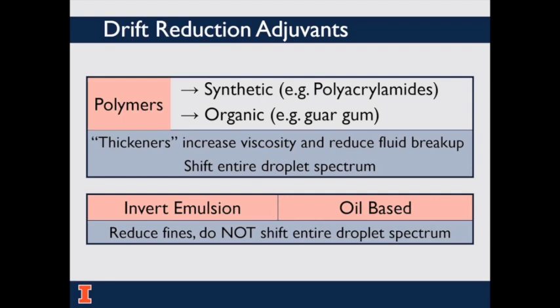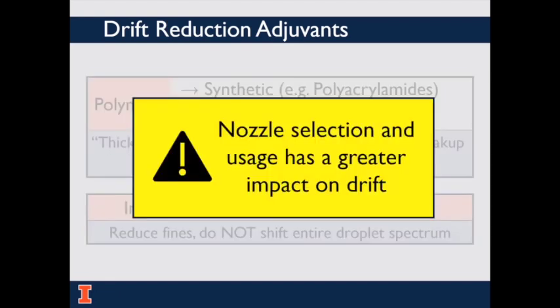What we really want is to reduce the formation of driftable fines without changing the rest of the droplet spectrum. Invert emulsions and oil-based adjuvants produce less significant results than polymers in reducing fines. However, they do narrow up the droplet spectrum by more or less leaving alone the larger droplets. A narrower droplet spectrum is always more desirable, as it keeps the majority of our spray volume in droplets close to our target VMD for a given application. In the end, though, the best adjuvant is not a substitute for proper nozzle selection. A single adjuvant will also perform better or worse for different nozzle technologies, so it's always important to test each combination.